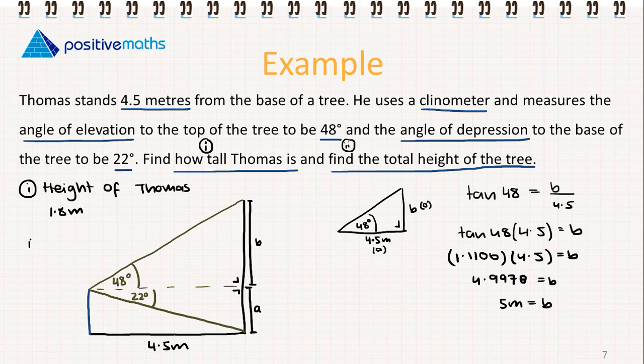So for the second part, the total height of the tree, we have to add 1.8 plus 5, so it's going to be 6.8 meters.